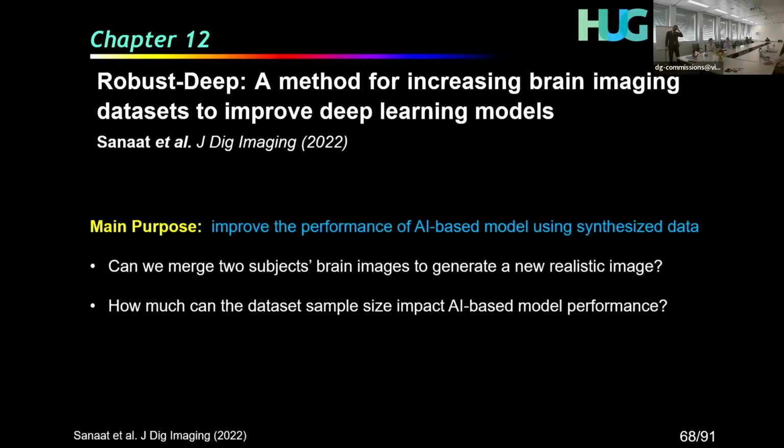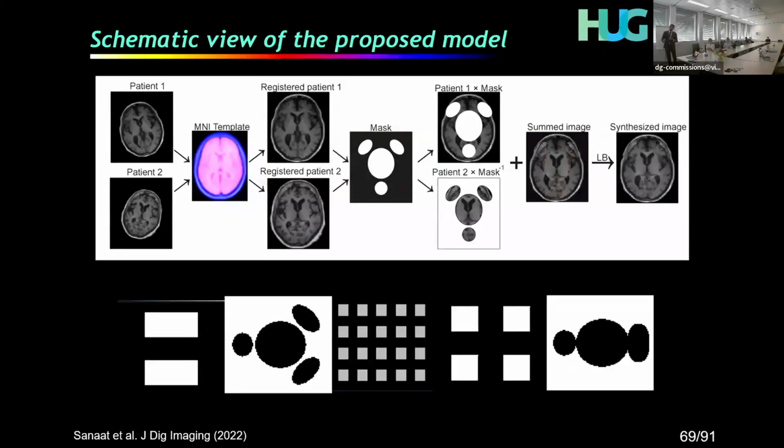So in chapter 12, we introduced a new concept called robust deep, which is a model for increasing the number of datasets. We basically wanted to see if we merge the images of two patients, generate a new image, and feed it to our model to increase the number of datasets, does it improve the deep learning model performance or not? So here is the schematic of our work.